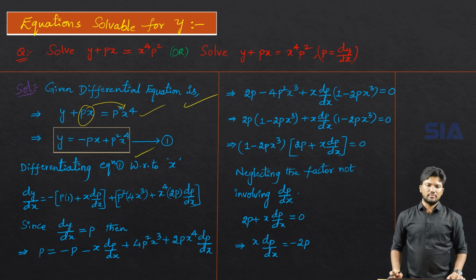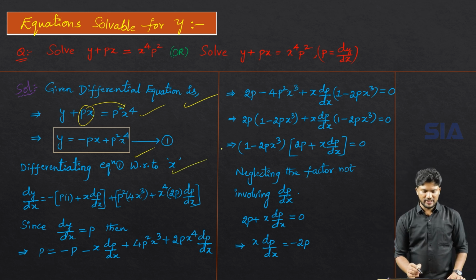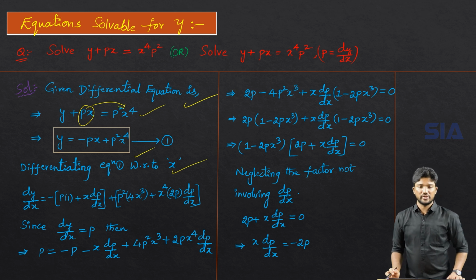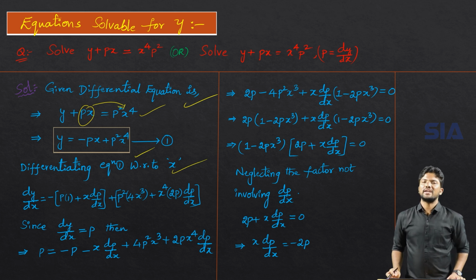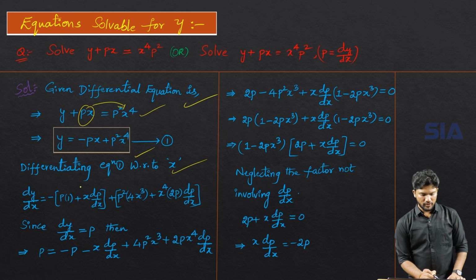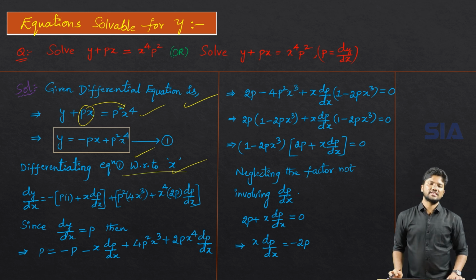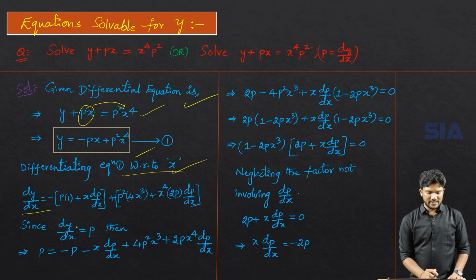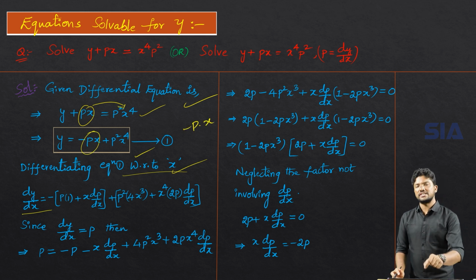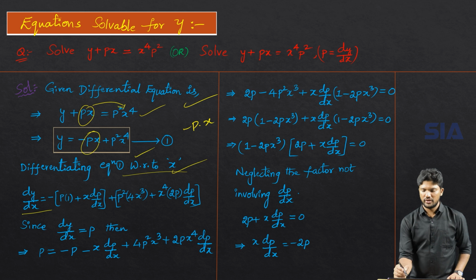After taking that value, differentiate equation number 1 with respect to x. Why? Because to get that p value you have to get a dy by dx form. So we are differentiating equation number 1 with respect to x. dy by dx equal to, so here you have minus px, minus p into x, and we are differentiating with respect to x now. So apply the u into v method.